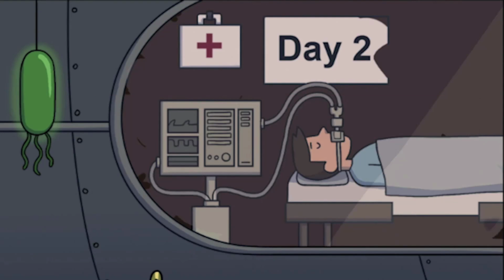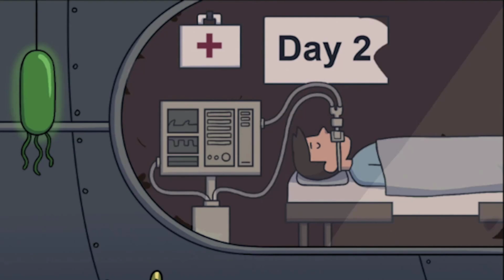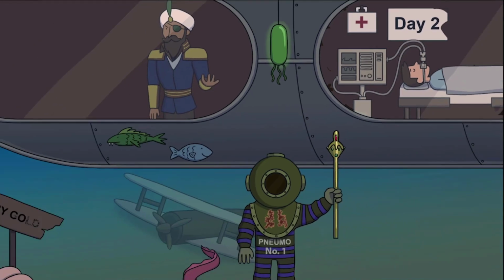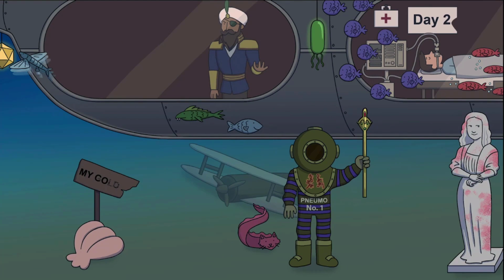Nosocomial pneumonia is divided into hospital-acquired pneumonia, abbreviated HAP, and ventilator-associated pneumonia, also called VAP. For pneumonia to qualify as HAP, it must have an onset more than 48 hours after hospital admission. That means no signs of incubating infection at the time of admission. Similarly, to qualify as VAP, patients need to develop the pneumonia more than 48 hours after endotracheal intubation. HAP and VAP are caused by a variety of organisms and can even be polymicrobial.